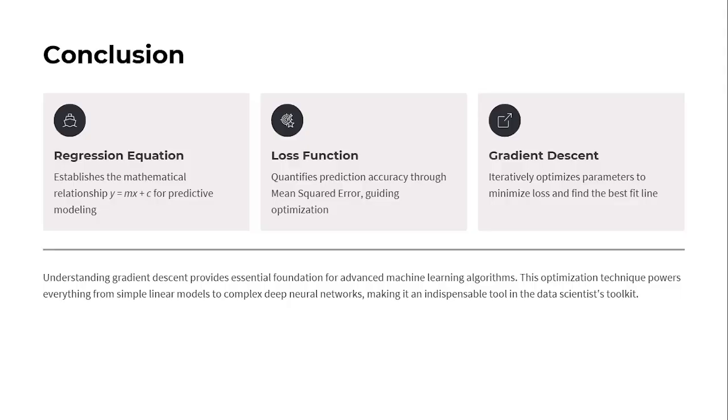So finally, concluding our topic, we can conclude this whole discussion into 3 main points. First, the regression equation. It is given by y = mx + c, and it defines the relationship between the variables. Second, the loss function or the MSE. It measures how accurate our model is. Then the gradient descent. It optimizes the parameters to minimize the loss and find the best fit line. Understanding gradient descent is crucial because it's the foundation of almost every machine learning algorithm, from simple linear regression to deep neural networks.